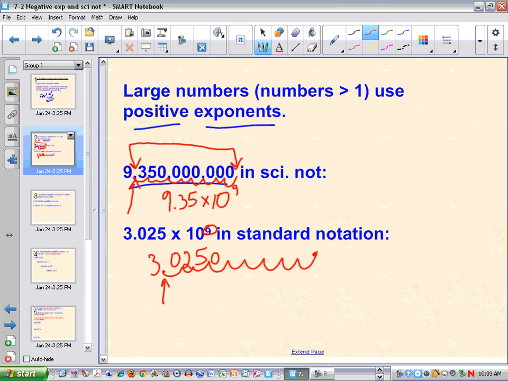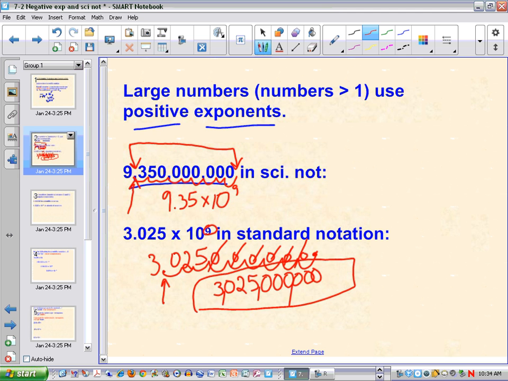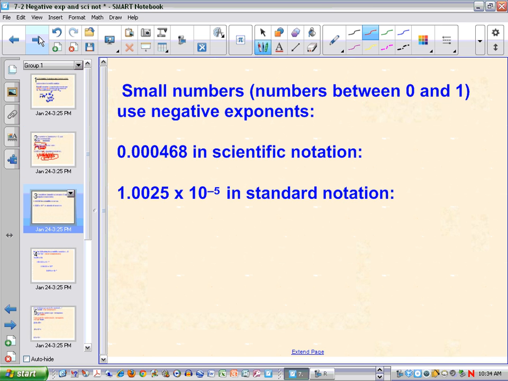Go back and fill in the valleys with your zeros. Don't leave it like that because that's messy. Rewrite it. 3, 0, 2, 5, and 1, 2, 3, 4, 5, 6 zeros. Let's put in our little commas. There's the number, expanded form.